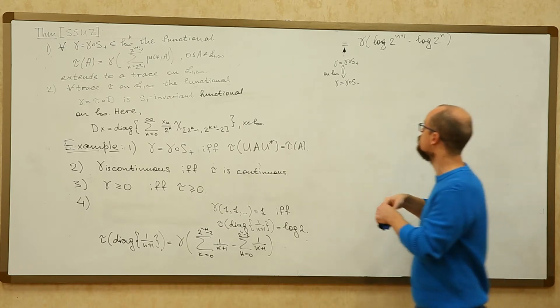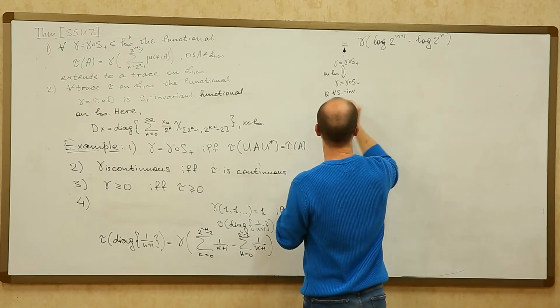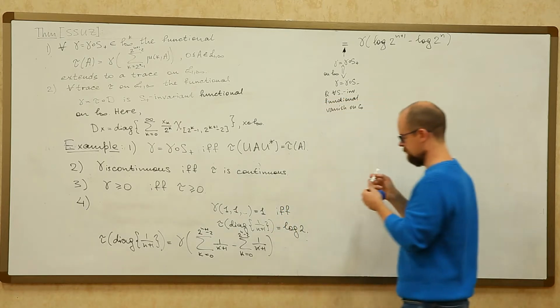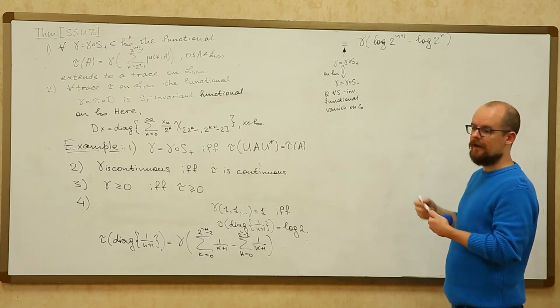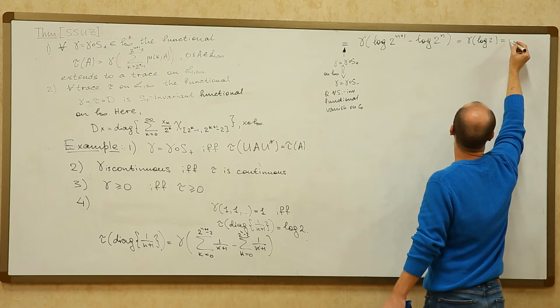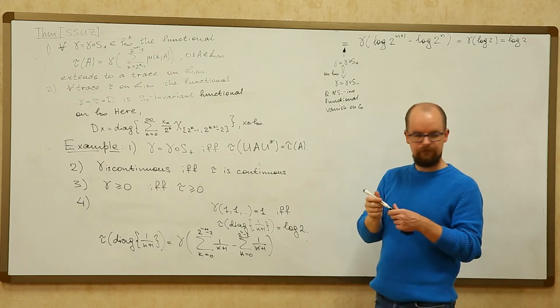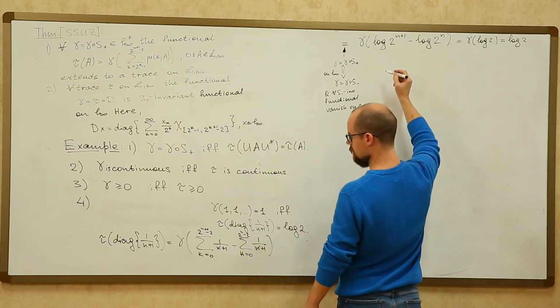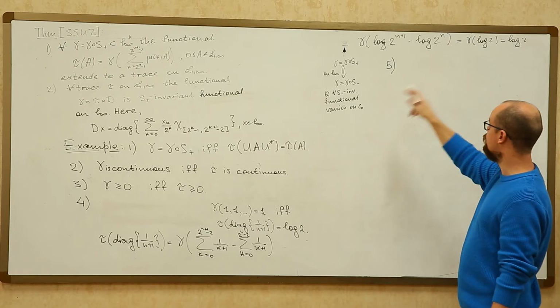So every S minus invariant functional vanishes on c0. And then of course it equals gamma of log 2, which is log 2, because gamma of the constant sequence of ones equals 1. The next example is number 5. We will wrap together some of these examples.